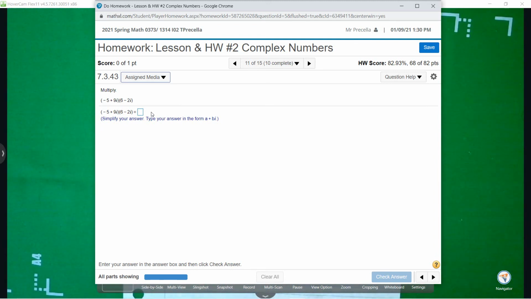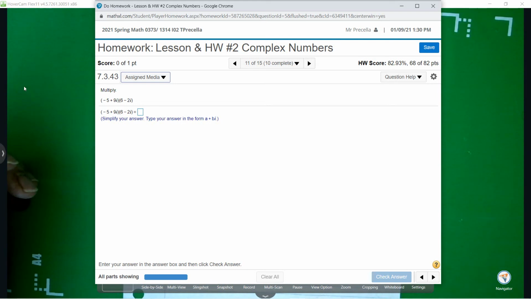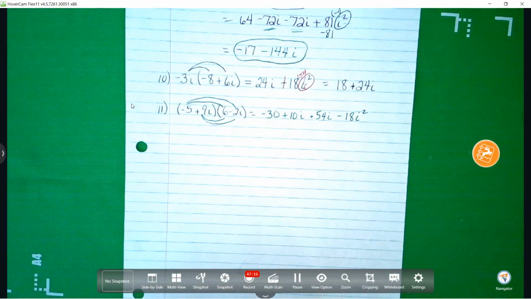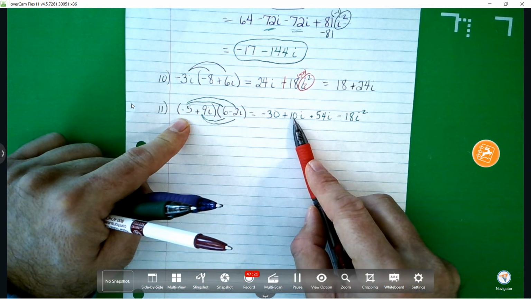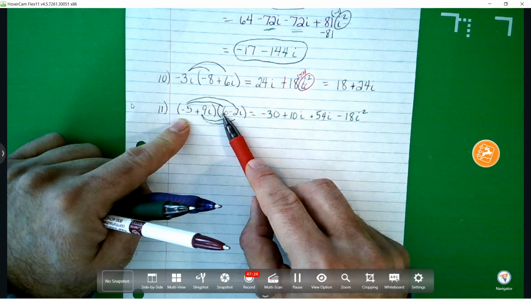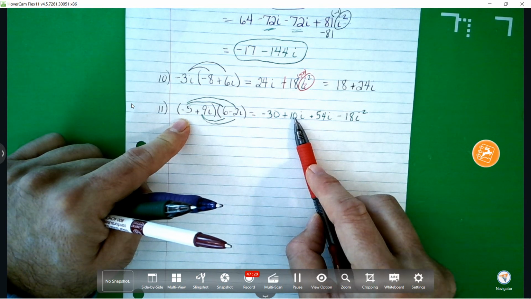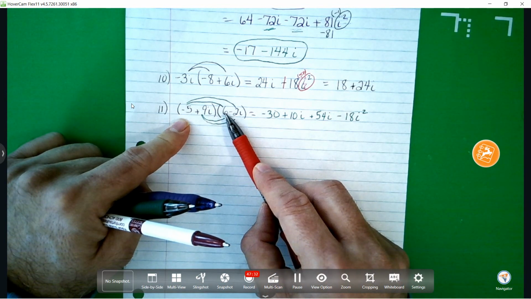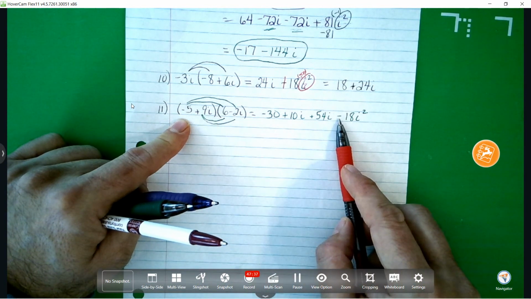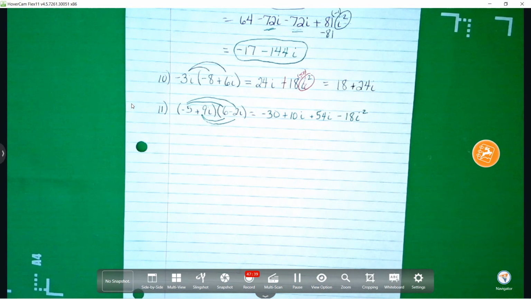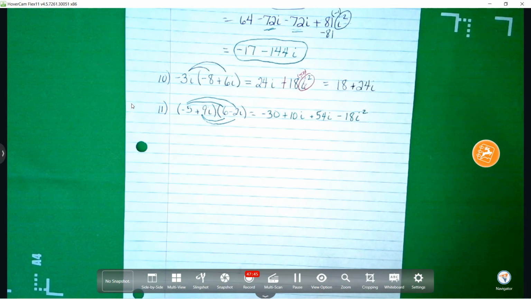Oh my goodness, I forgot to show y'all my work. Let me see. Still showing this screen. So I foiled it out. Negative 5 times 6, negative 30. Negative 5 times a negative 2i is a positive 10i. 9i times 6, 54i. 9i times a negative 2i, negative 18i squared. Replace the i squared with negative 1.